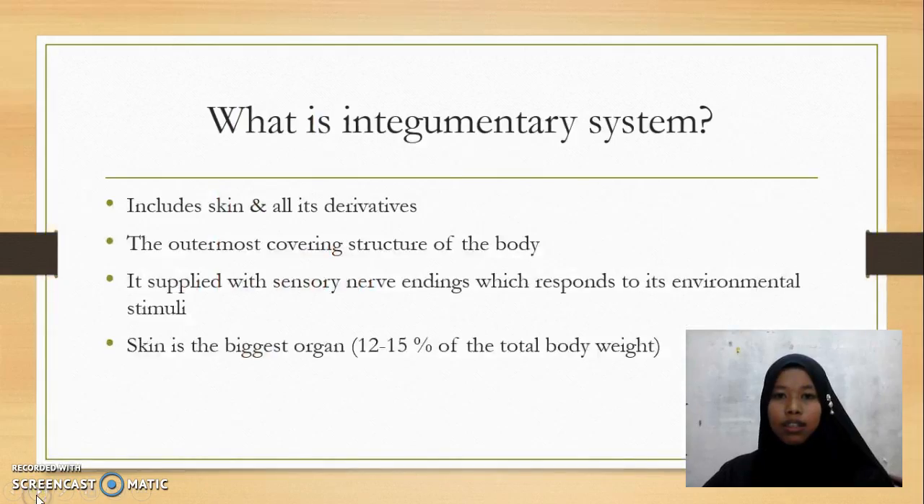So next, what is the integumentary system? The integumentary system includes the skin and all its derivatives. It is the outermost covering structure of the body. It is also supplied with sensory nerve endings which respond to environmental stimuli. The biggest organ in the integumentary system is the skin, which makes up 12 to 15% of the total body weight.